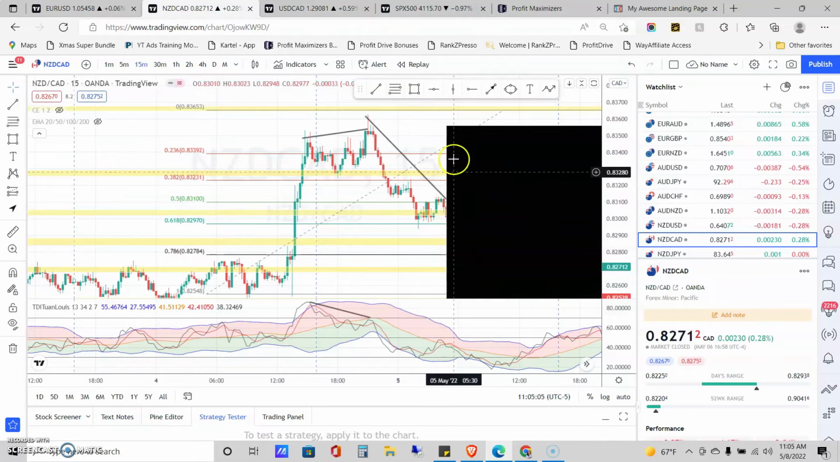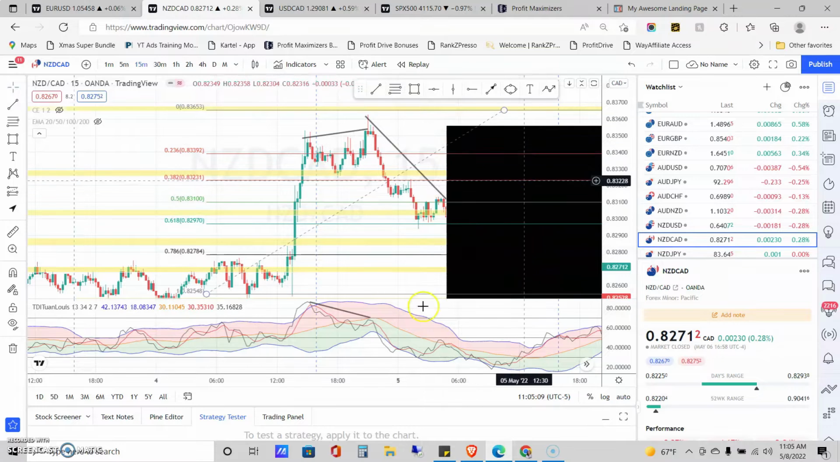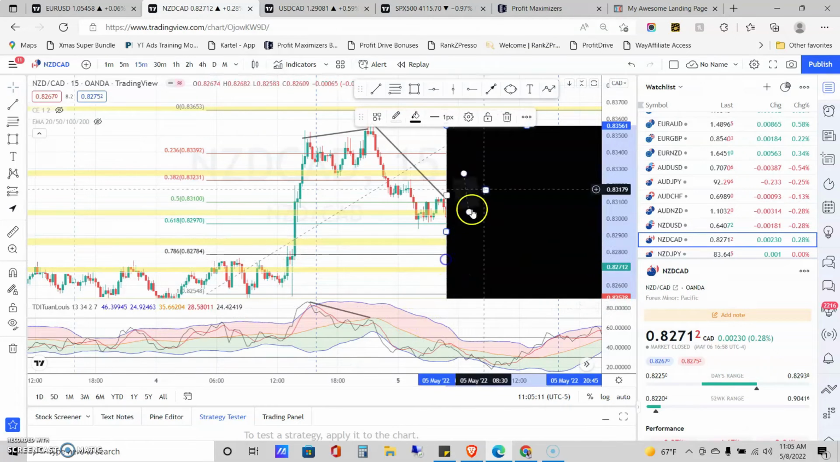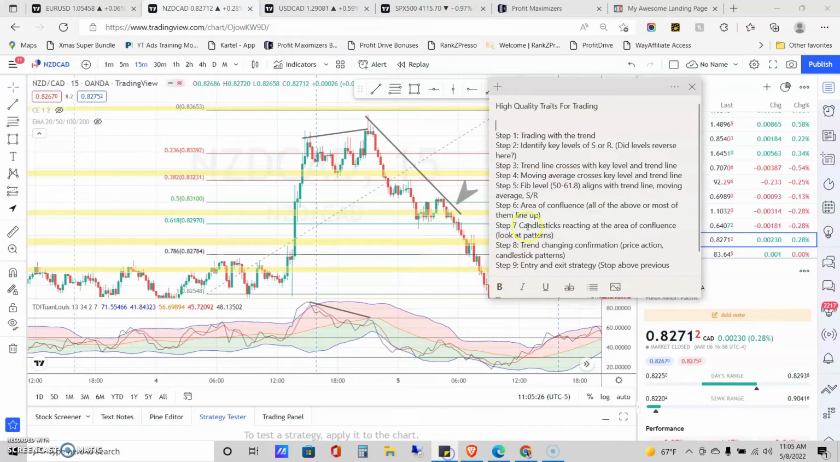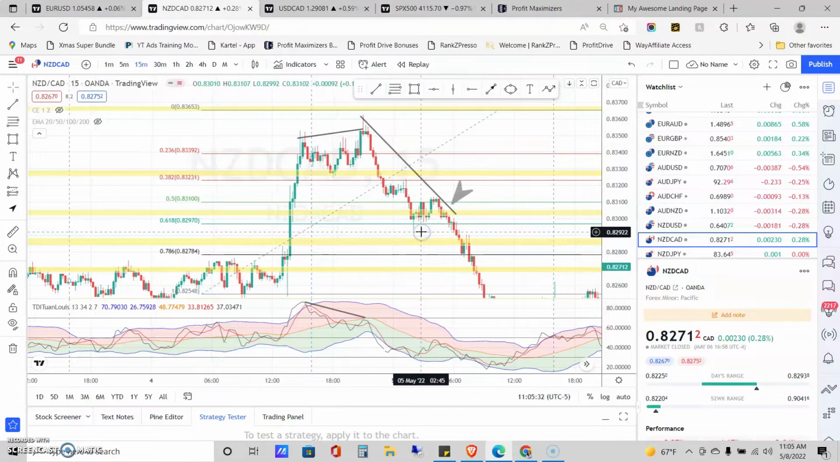So here we have it, and I'm going to go ahead and pull this back. Actually, I'm just going to delete this. Let's see here. So here we had hit the trend line. We are at a level of support, and then it becomes resistance. So I probably wouldn't have taken this trade right here, because you want your patterns. You want to identify the candlestick patterns, the trend confirmation and all the rest.